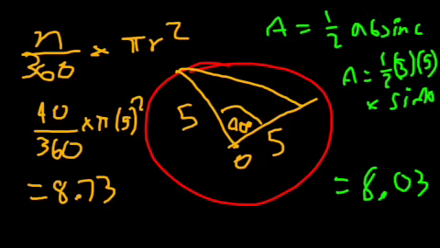And then we just have to do a simple subtraction of these: 8.73 minus 8.03 equals just 0.7 units squared.